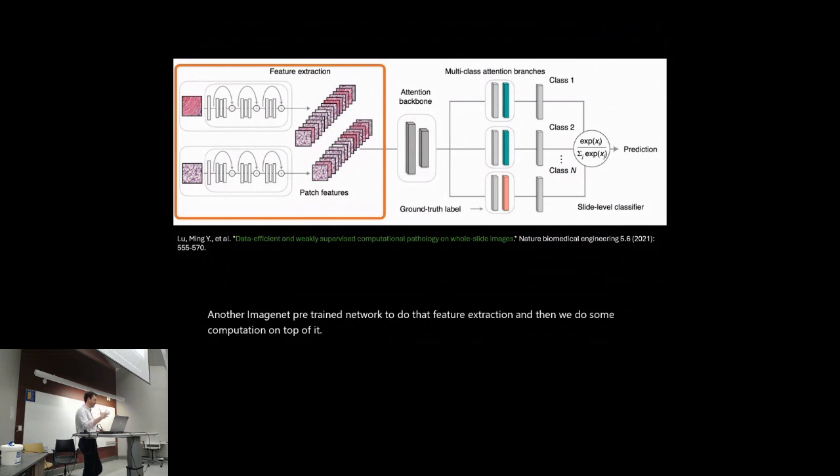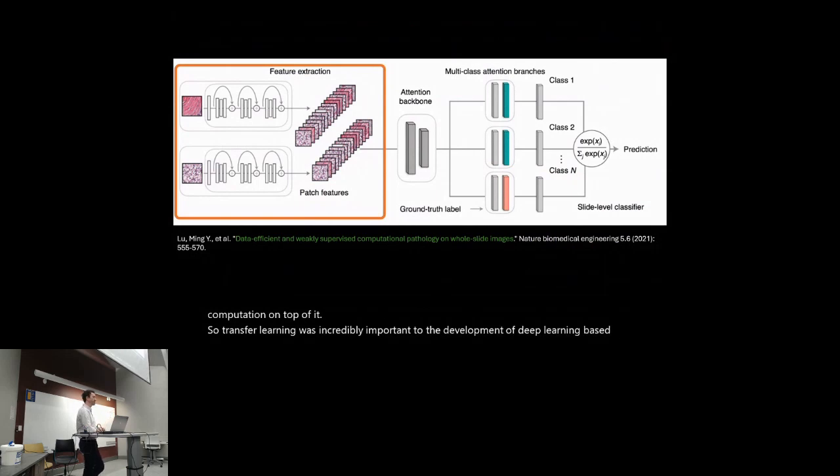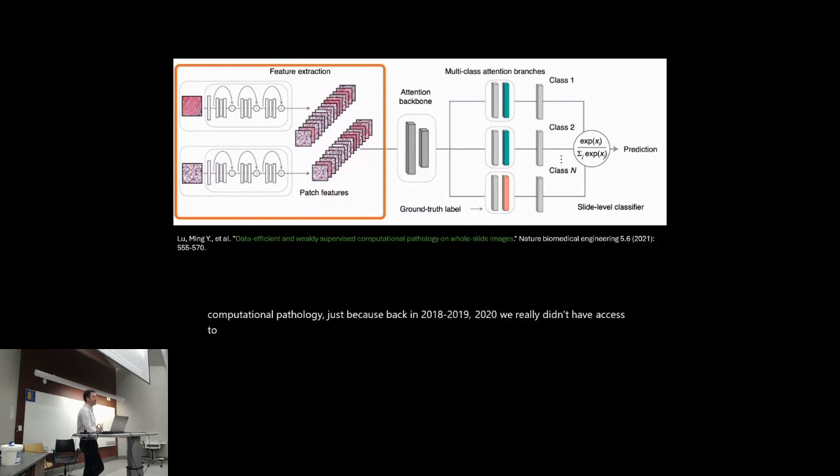And then we do some computation on top of it. So, transfer learning was incredibly important to the development of deep learning-based computational pathology, just because back in 2018, 2019, 2020, we really didn't have access to enough pathology slides to train a model to extract very expressive histology features and have that training only be on histology slides. So we needed to rely on very large databases of images of any type, usually ImageNet or similar databases like that, to train these feature extractors.